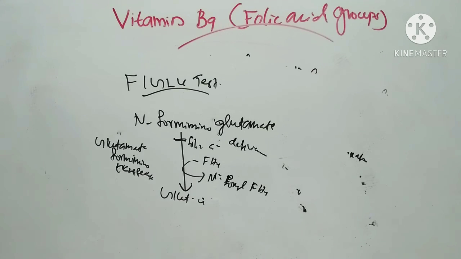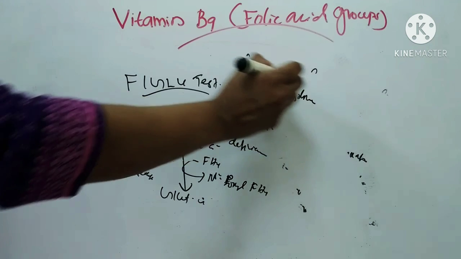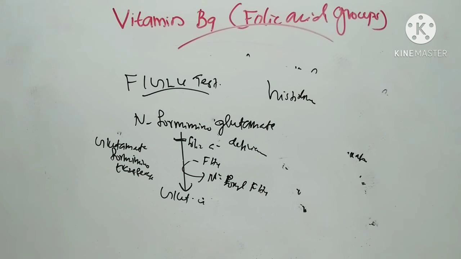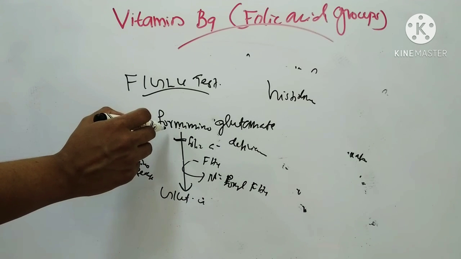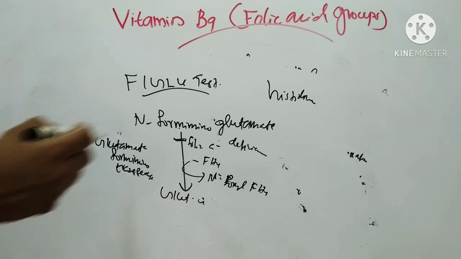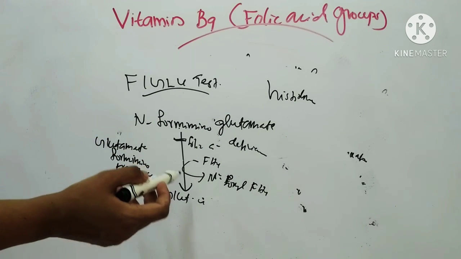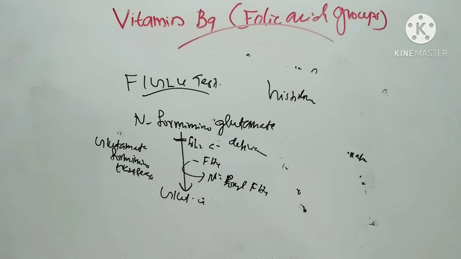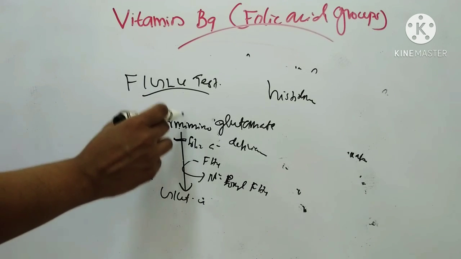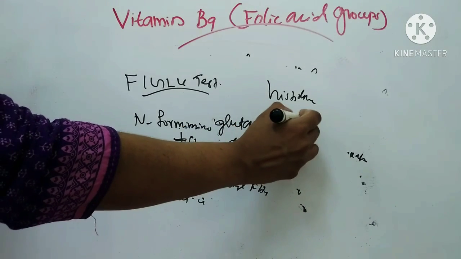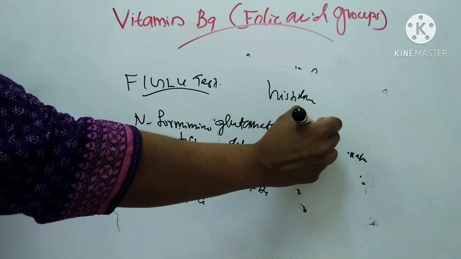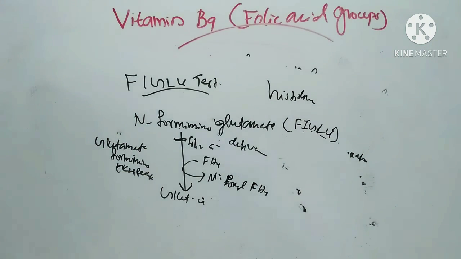It is in the metabolism of histidine. There is a folic acid dependent step in histidine metabolism, where 4-iminoglutamic acid is converted to glutamic acid. 4-iminoglutamic acid is called FIGLU.